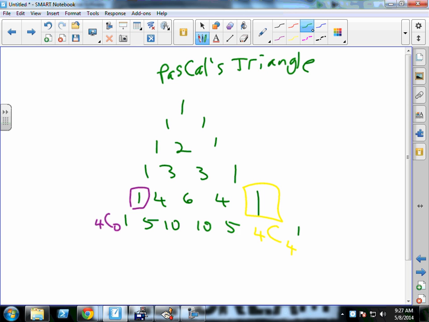Here's 5 choose none. Here's 5 choose 1. What would 5 choose 2 be? How do you figure that out? Noticing patterns in mathematics. I figured that out from chapter 9 in Algebra 2. It's called binomial expansions. Okay?